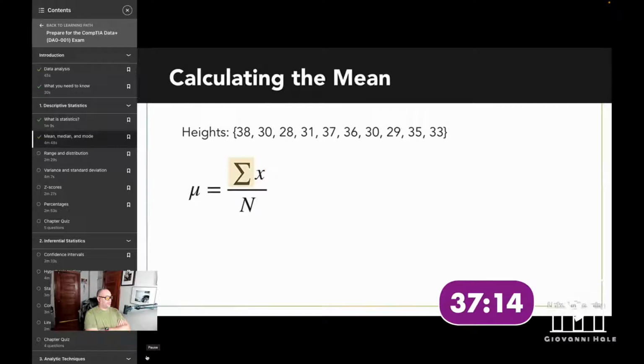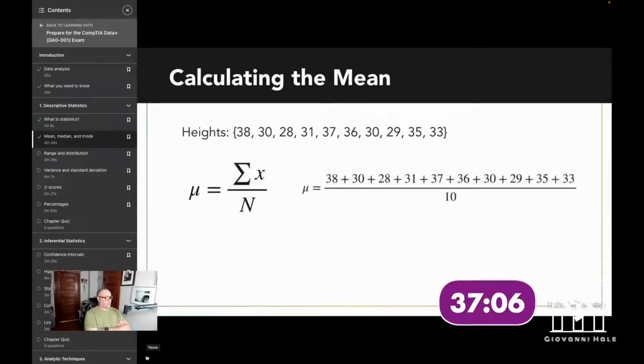The Greek letter sigma is the symbol for summation. So the top part of this formula just says to add up all of the heights. I can plug those heights into the formula here. Then n is the number of observations. We've measured 10 students, so n will equal 10 in our calculation. Then we just do the math. If we calculate this out, we find that our mean value is 32.7.